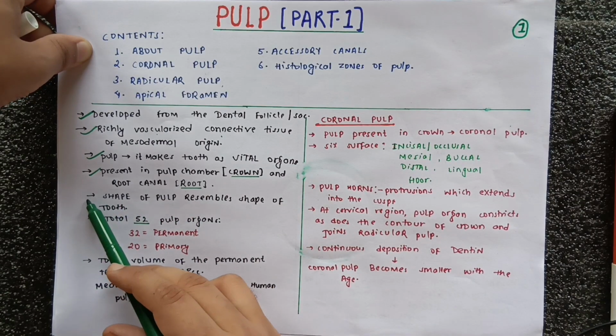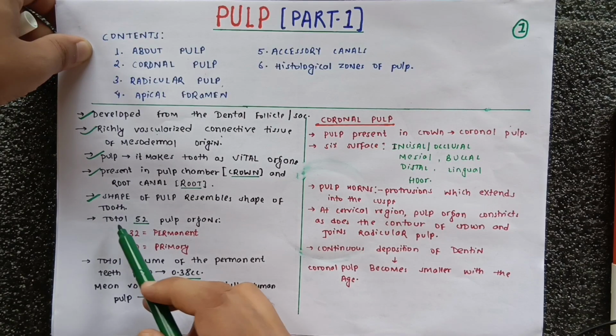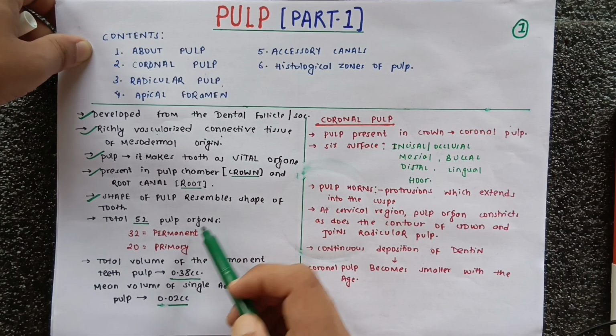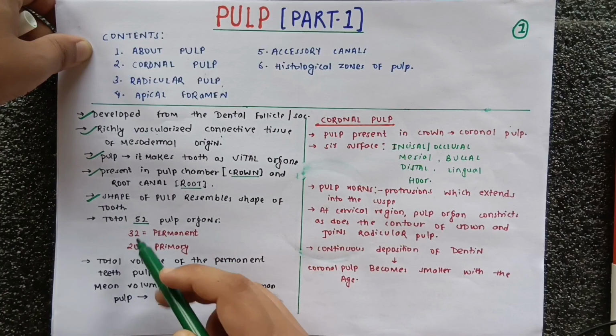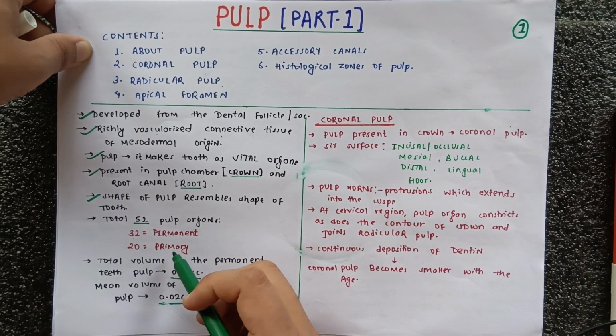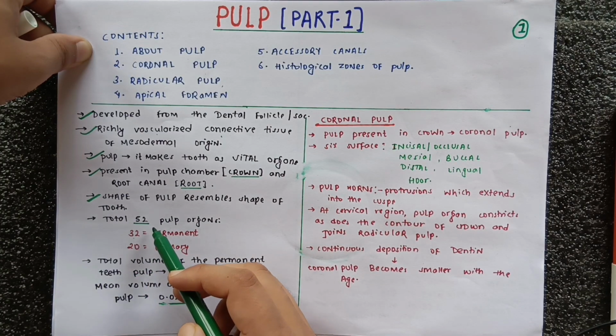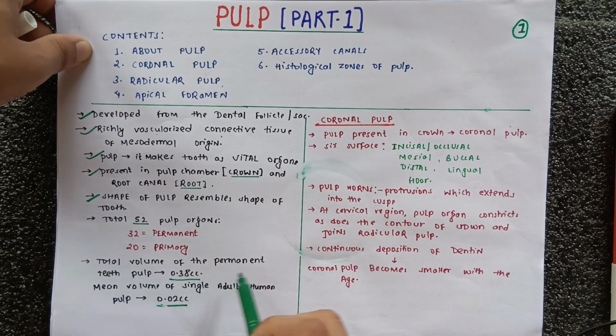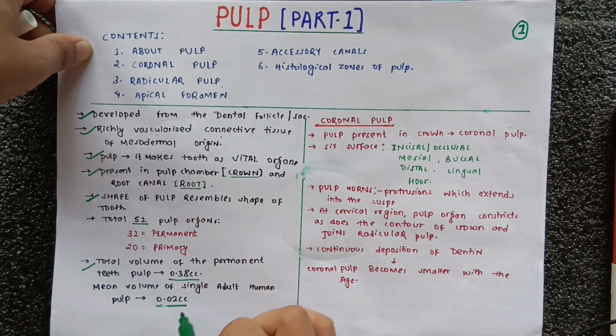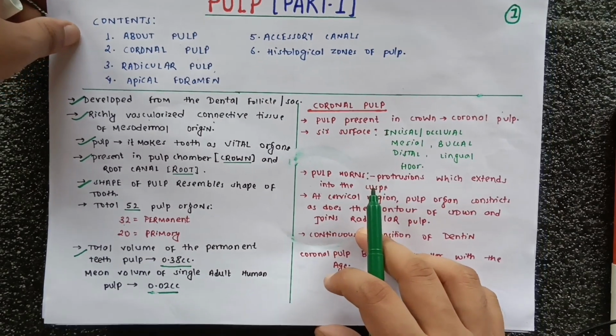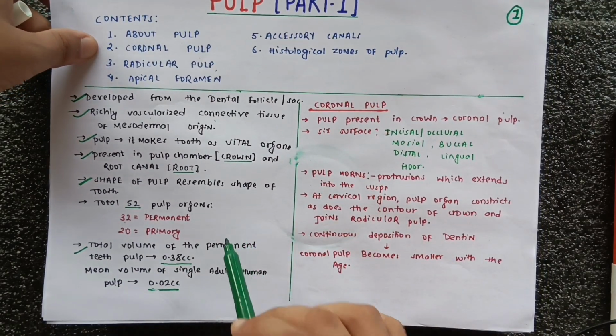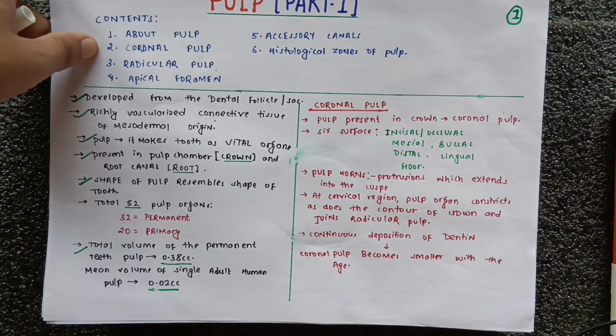So it is sure. After that, there are a total of 52 pulp organs, 32 permanent and 20 primary. So this is data you can remember. After that, the total volume of the permanent teeth pulp is 0.38 cc, and the mean volume of a single adult human pulp is 0.02 cc. This is also data that you can remember, and it is very important.